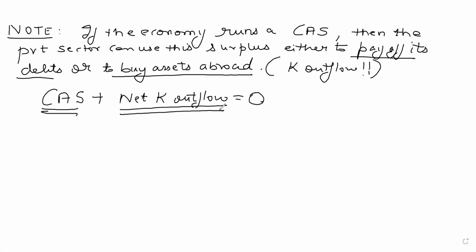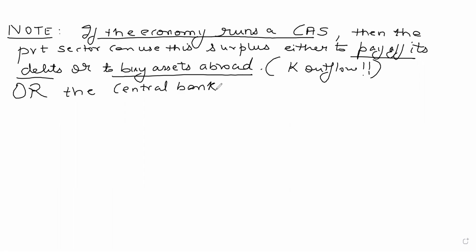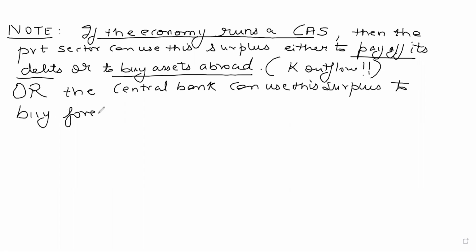Okay, so we forgot to mention the central bank. So let's mention the central bank also. If the economy runs a current account surplus, then the private sector can use this surplus either to pay off its debts or to buy assets abroad, or the central bank can use this surplus. The central bank can use this surplus to buy foreign exchange, forex, in the foreign exchange market.